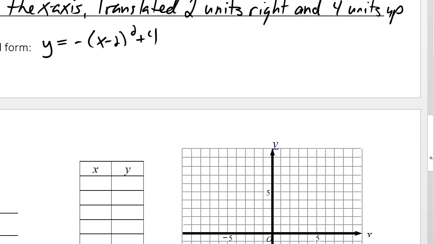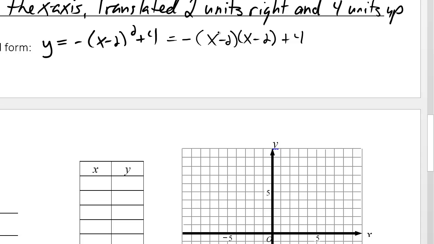So converting that to standard form, we have our square here, meaning to convert that we need to split up that square. So bring your negative over, and then x minus 2 times x minus 2, and then plus 4. Bring over your plus 4. So we split up the square.